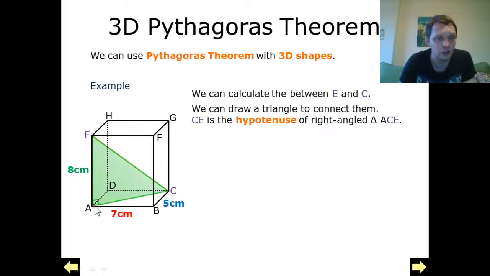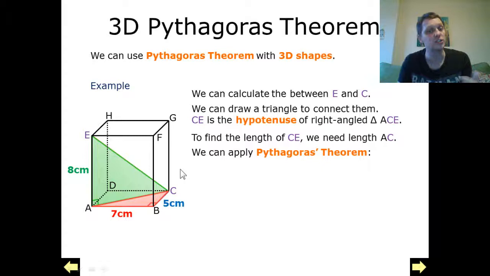Because if I was to join A and C up here, you can now see that we've created a right angle triangle where CE is our hypotenuse because it's opposite our right angle just here. It's the longest length within that right angle triangle. Now to calculate this, we're going to need to calculate the length of AC, and to do that, we are going to use Pythagoras theorem.